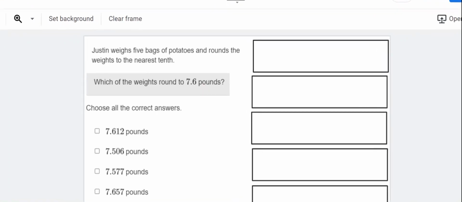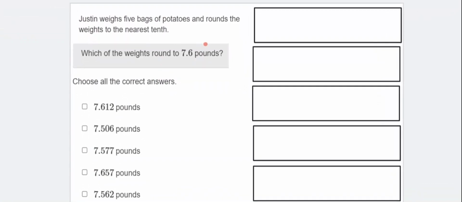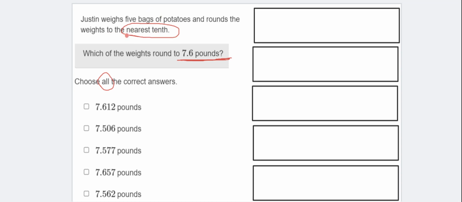Look at this question. Justin weighs 5 bags of potatoes and rounds them to the nearest tenth. Which of the weights rounds to 7.6 pounds? Choose all the correct answers. Okay, so the most important thing here is I know that I am rounding. I can also see here I am going to round to the nearest tenth. And I want to choose all the correct answers that round to 7 and 6/10.